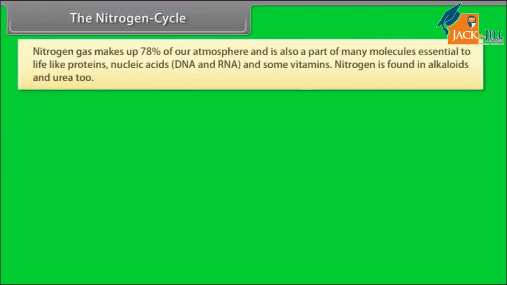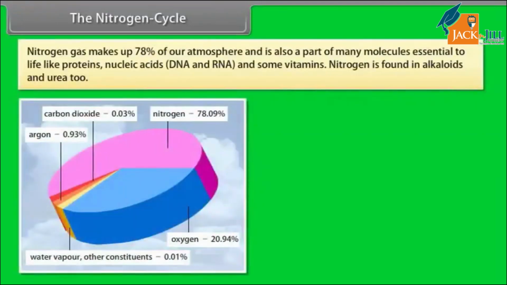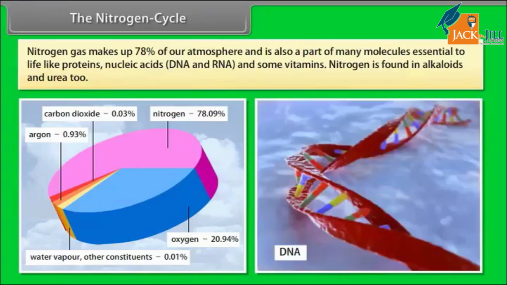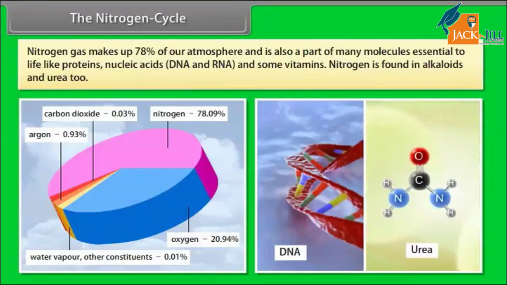The nitrogen cycle. Nitrogen gas makes up 78% of our atmosphere, and nitrogen is also a part of many molecules essential to life like proteins, nucleic acids, DNA and RNA, and some vitamins. Nitrogen is found in alkaloids and urea too.